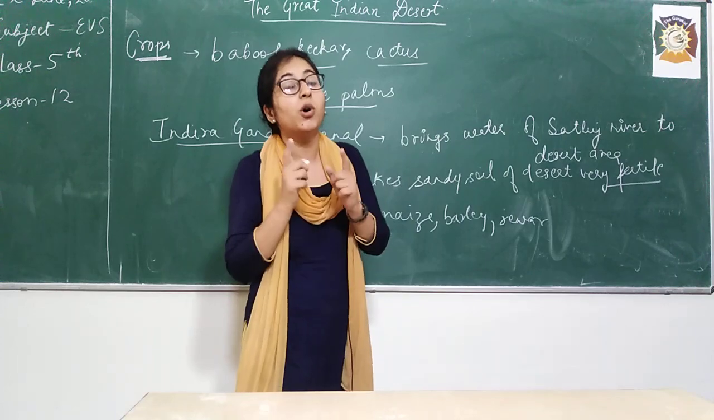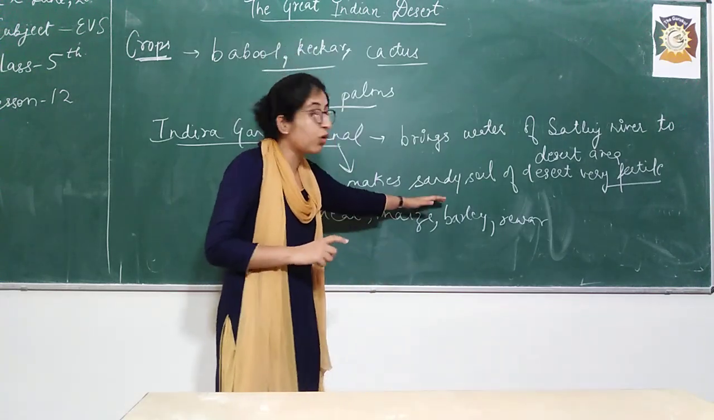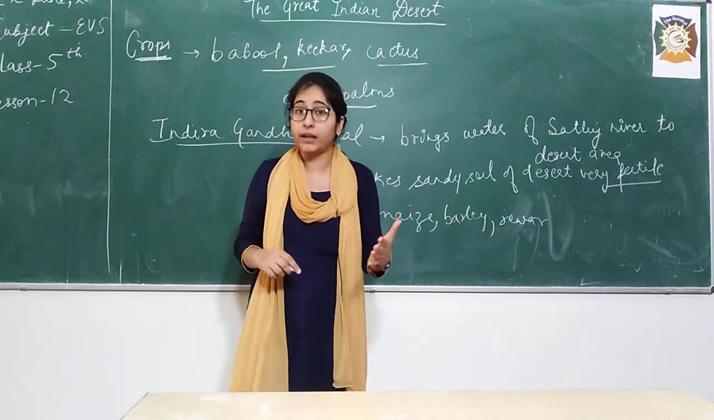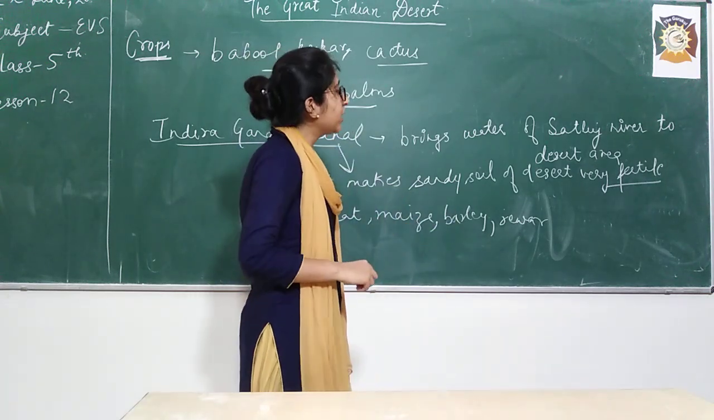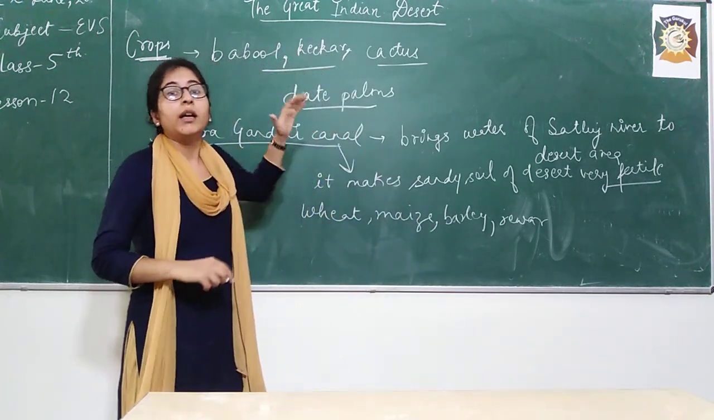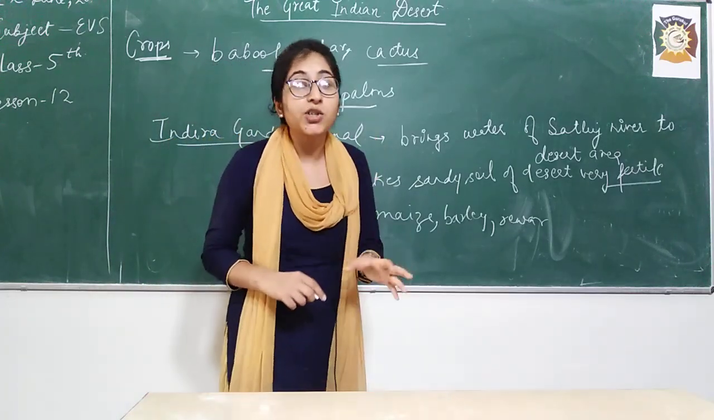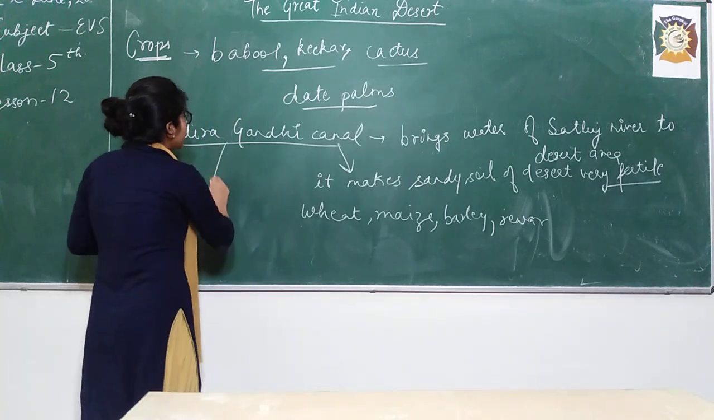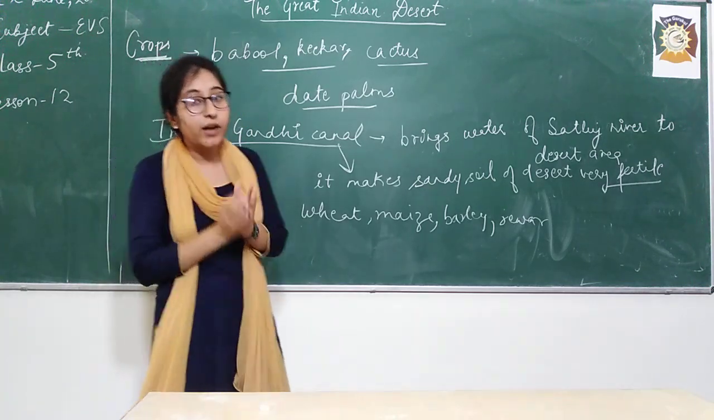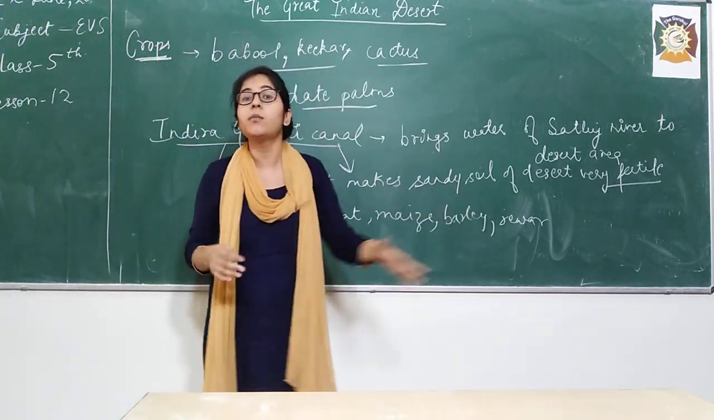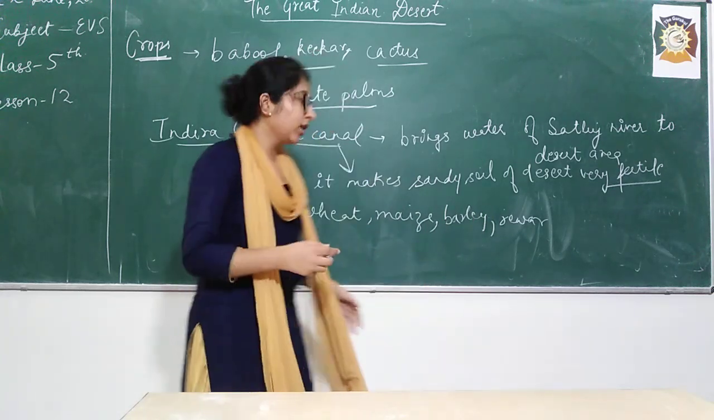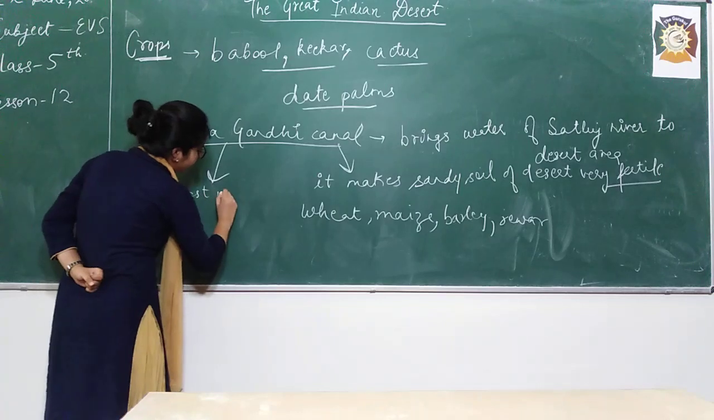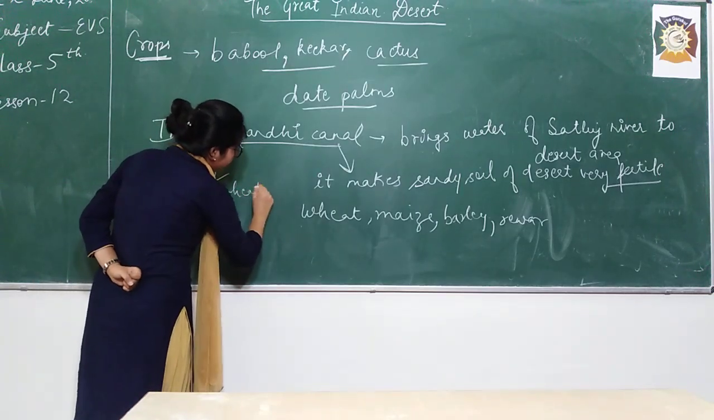But what is the most interesting part? It becomes so fertile. The soil becomes so good after getting this water that the largest farm is located in Surajgarh, right? The largest farm of wheat is located in Rajasthan because the soil becomes so good, right? So, largest wheat farm, where is it located?